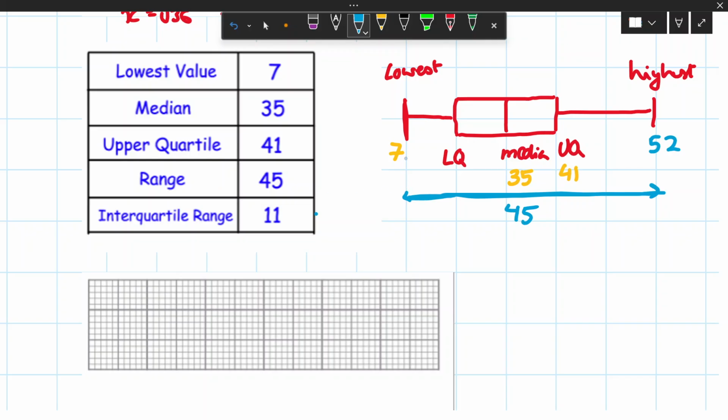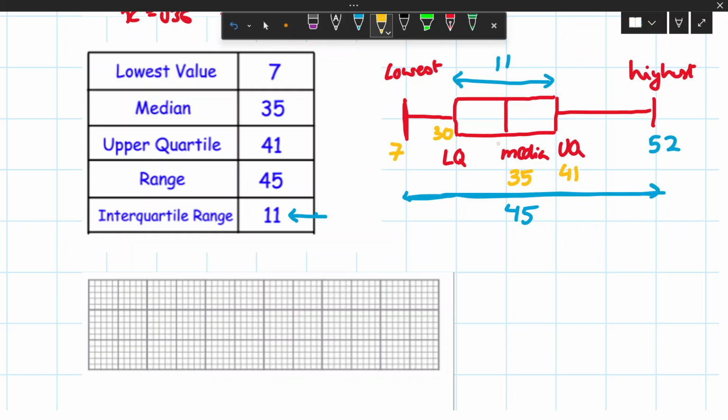So range means the difference or the gap between your lowest value and your highest value. I know the lowest is 7 and the gap is 45, which means the highest value should be 52. Interquartile range is the gap between your lower quartile and your upper quartile. So the gap here is 11. I know the upper quartile is 41, and if the gap is 11, then take away 11, that would be 30.